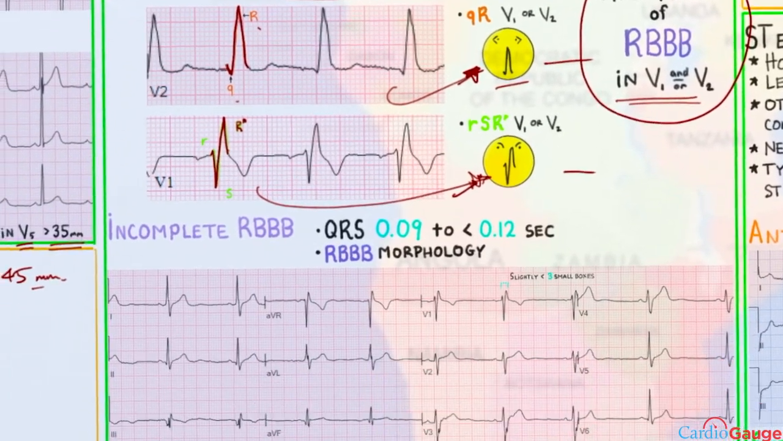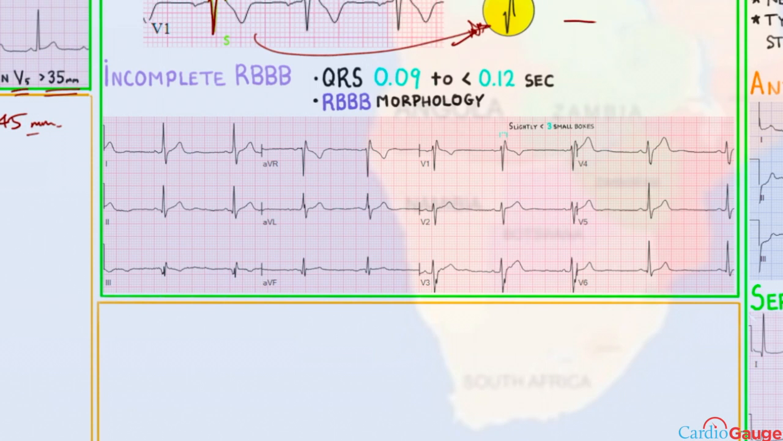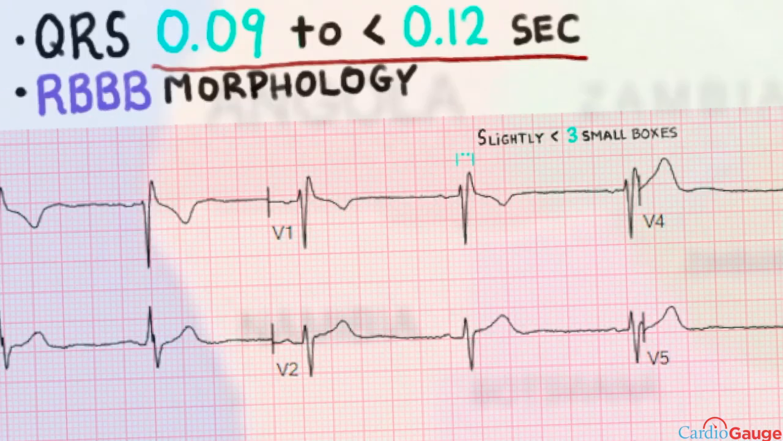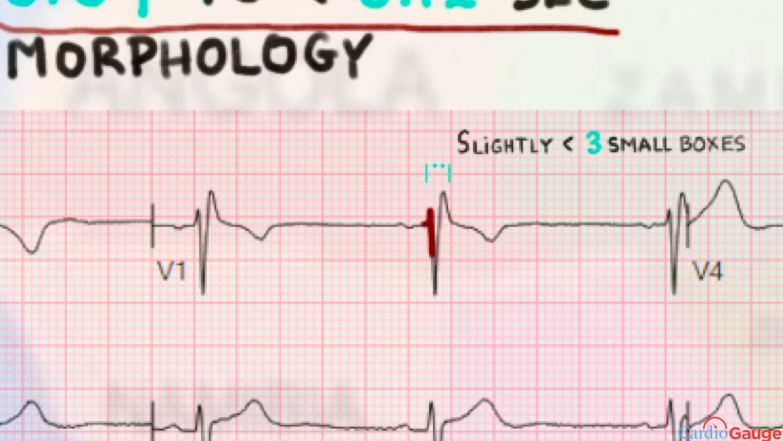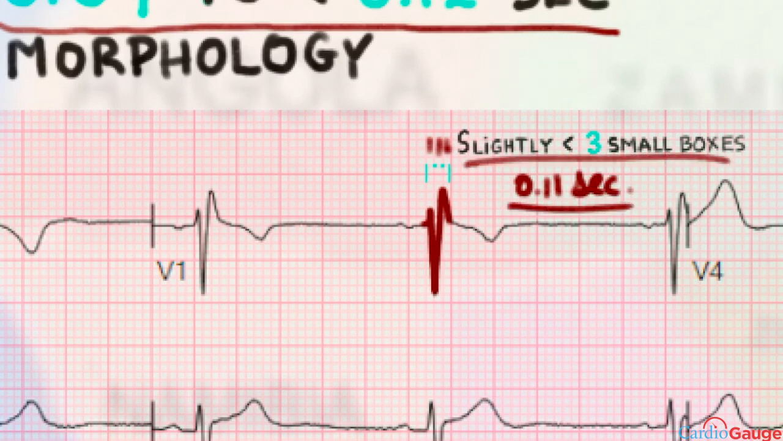Let's move on to incomplete right bundle branch block. That's when it looks like a right bundle, but the QRS is shorter, from 0.09 to up to 0.12 seconds. You can see here, we got one of the right bundle faces, but the QRS duration isn't quite 0.12 seconds. It's probably something like 0.11 seconds. It's less than 3 small boxes. So this is an example of incomplete right bundle branch block.